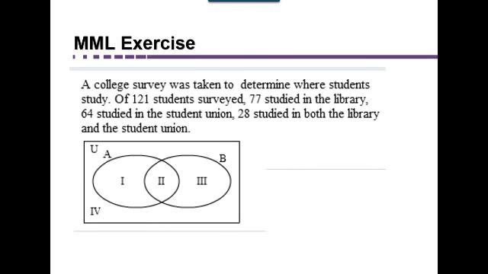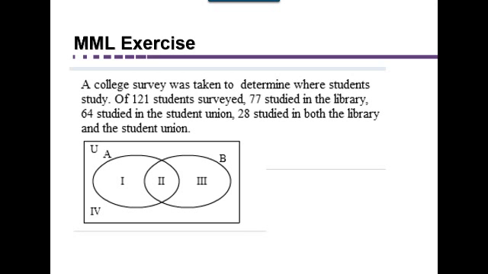All right, so a college survey was taken. This is an example of a survey problem. A college survey was taken to determine where students study. Of 121 students surveyed, 77 studied in the library, 64 studied in the student union, and 28 studied in both the library and the student union.